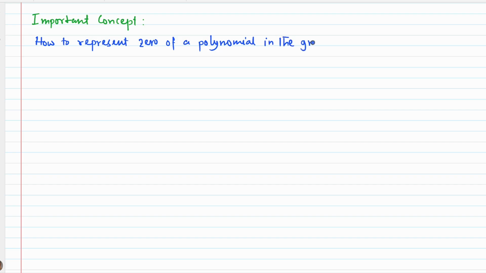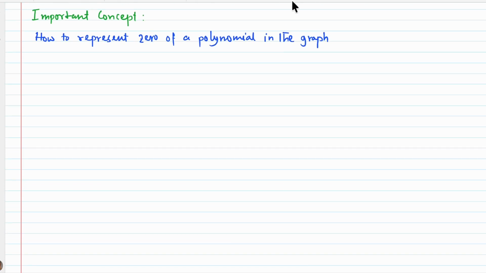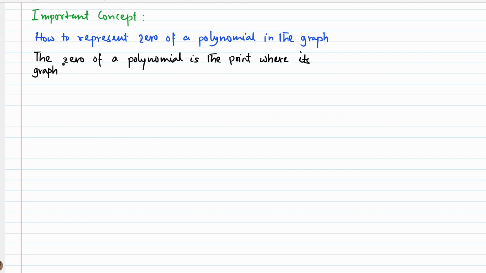So now, a very important concept of how to represent this. Now we are representing the zero of the polynomial in the graph. So how to represent the zero of a polynomial in the graph? That's what we are going to discuss and clarify. The zero of a polynomial is the point where its graph cuts the x-axis.